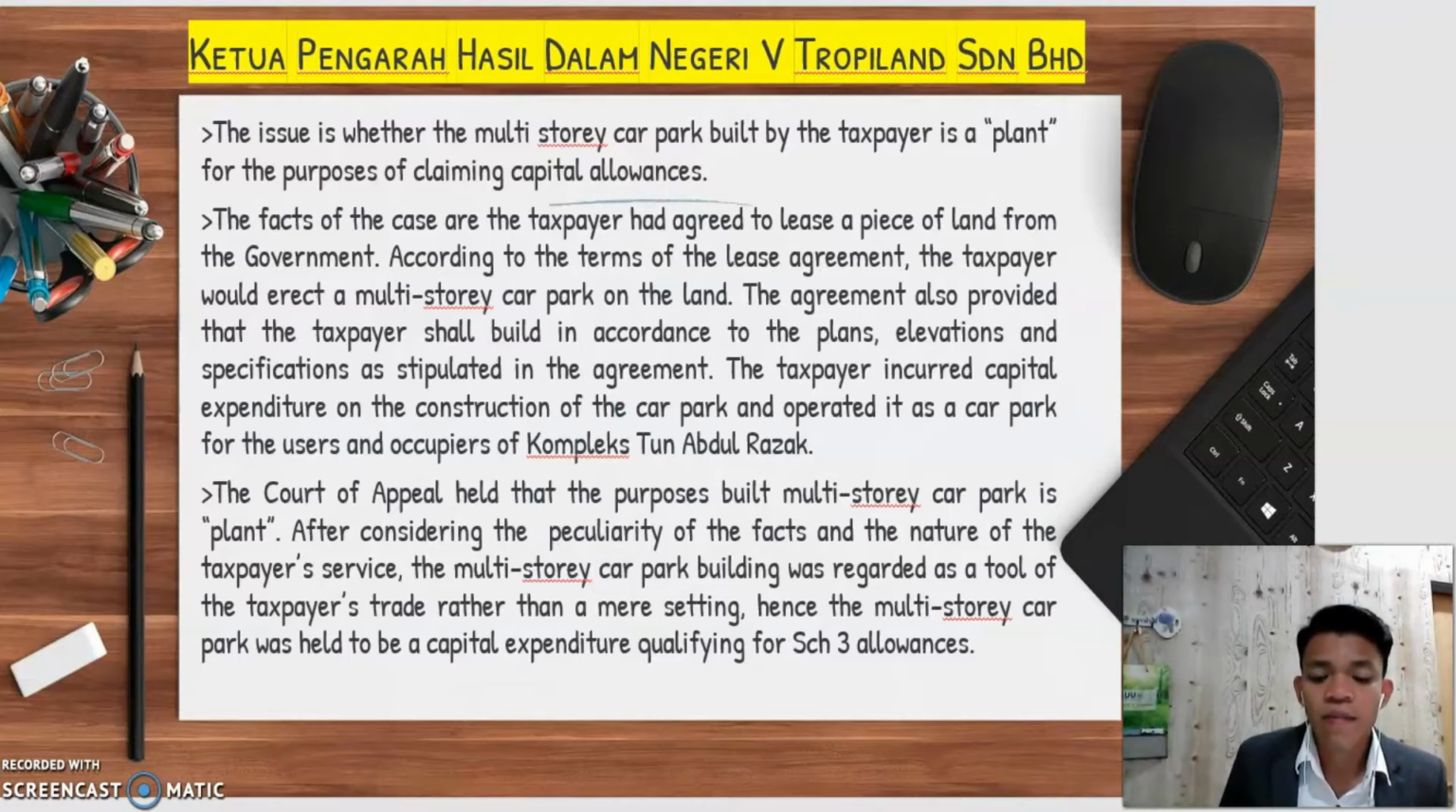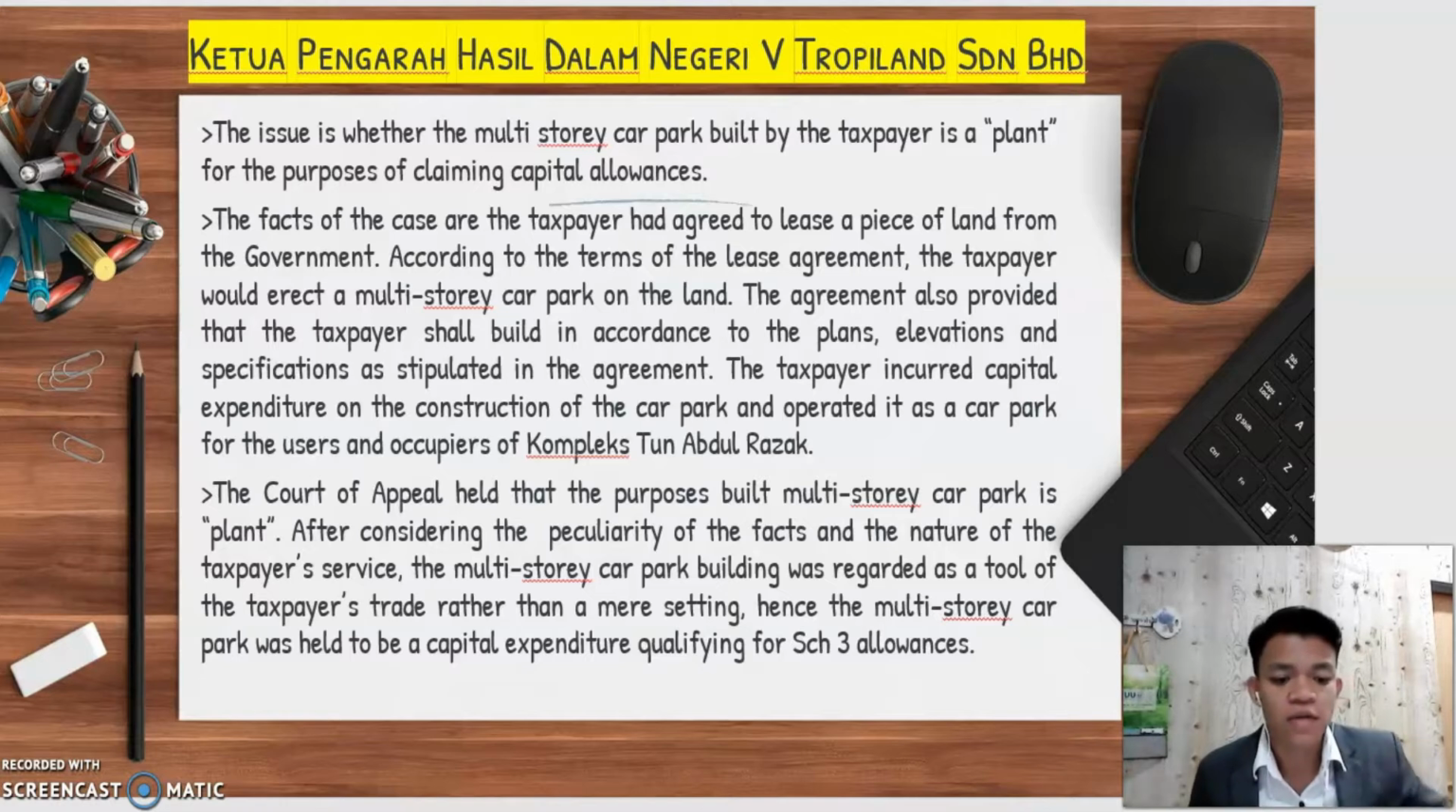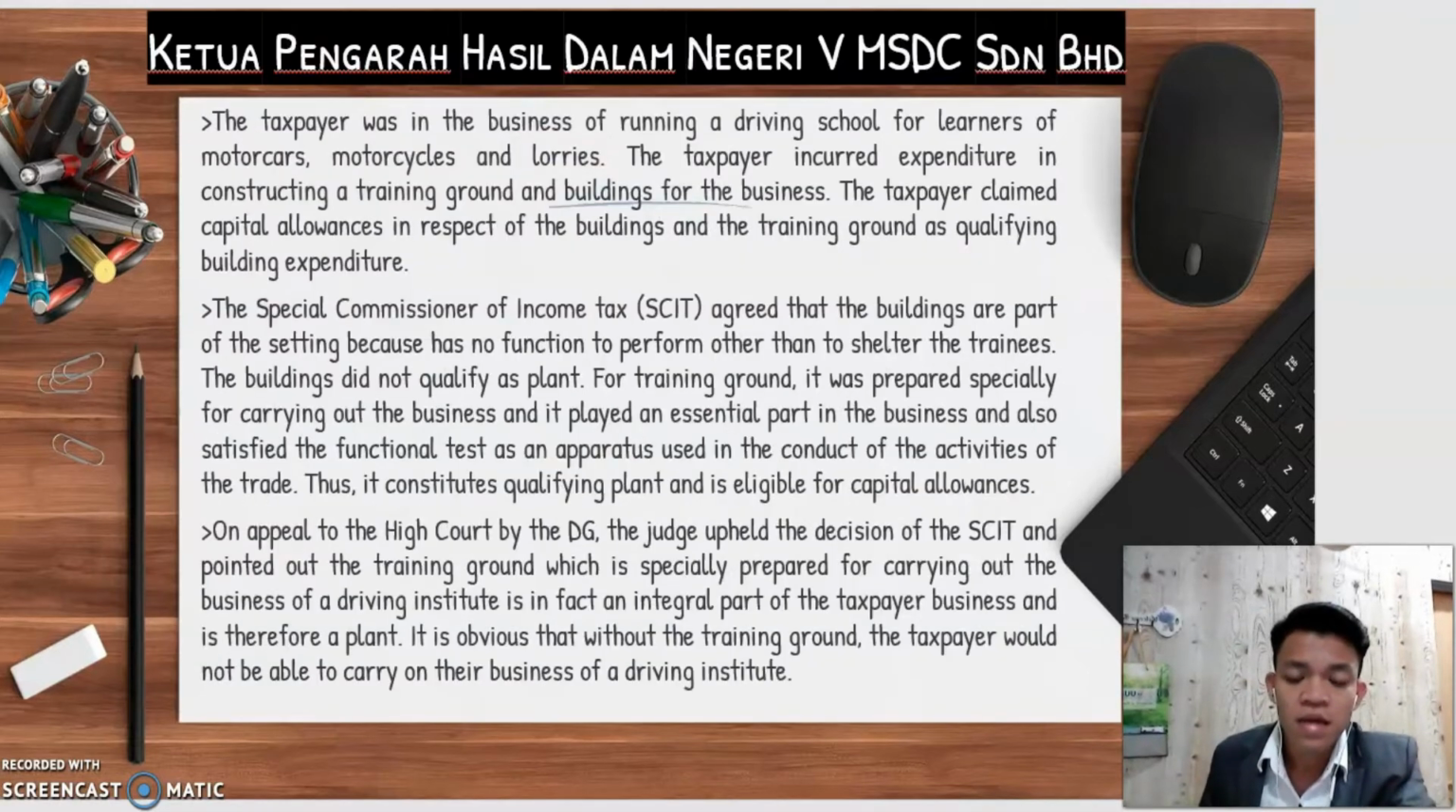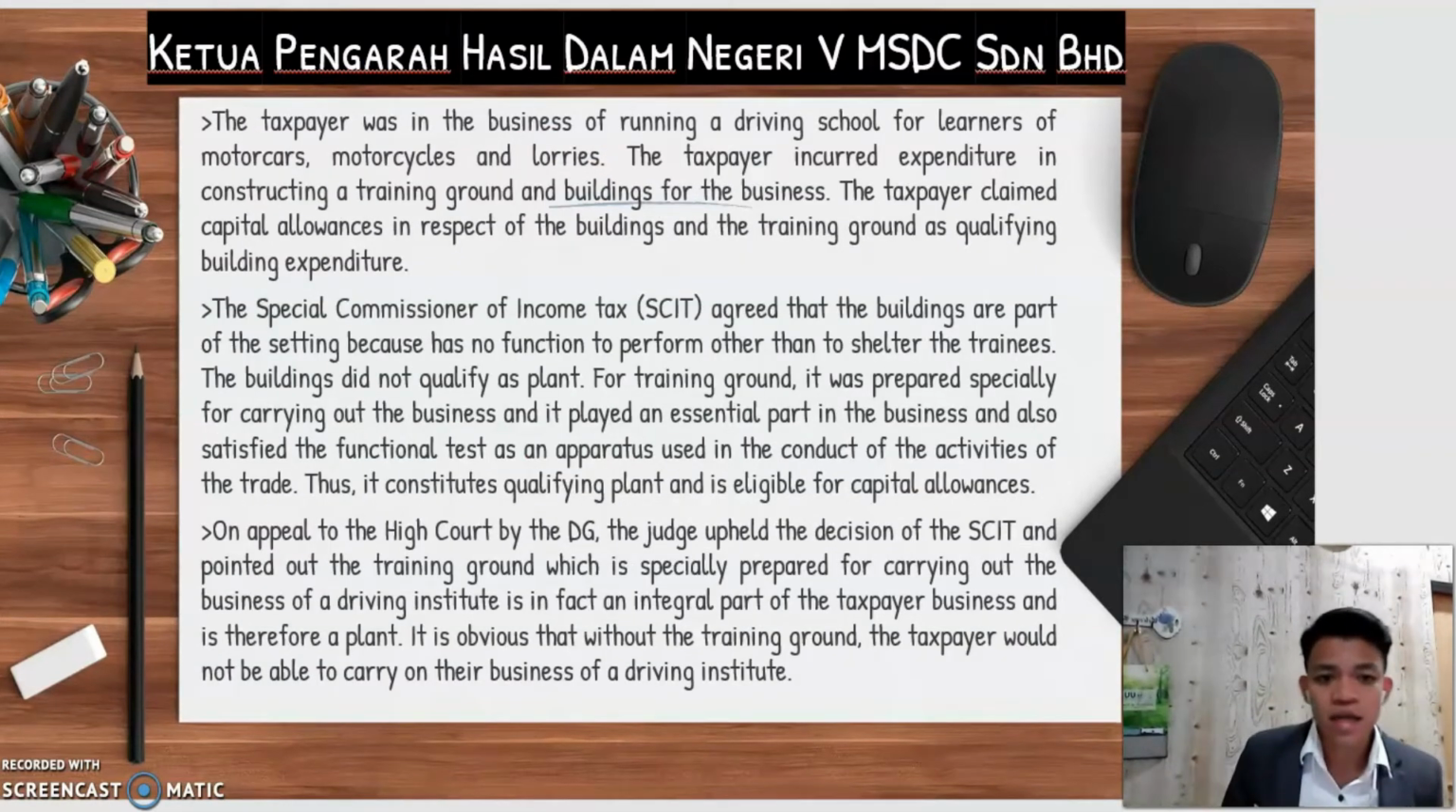The Court of Appeal held that the purpose-built multi-story car park is plant after considering the peculiarity of the facts and the nature of the taxpayer service. The multi-story car park building was regarded as a tool of the taxpayer's trade rather than a mere setting. Hence, the multi-story car park was held to be a capital expenditure qualifying for Schedule 3 allowance.